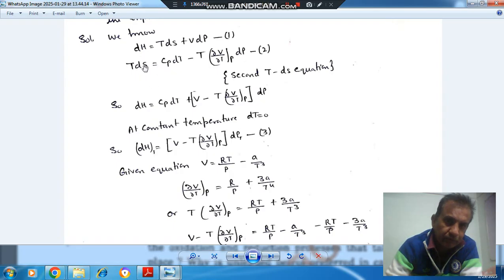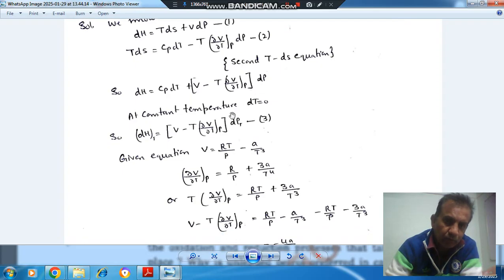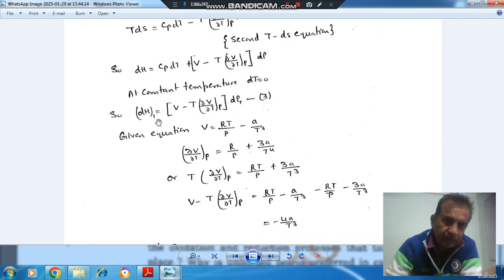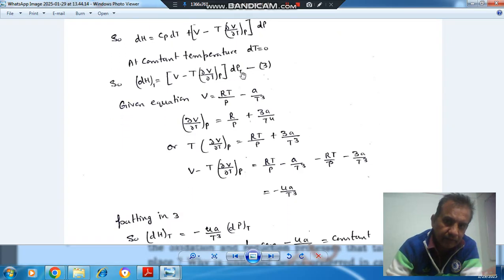Now if we put this TdS here, dH will be Cp dT plus [V minus T (curl V by curl T) at constant pressure] dP, because dP is there, so we are taking this as common. Now for constant temperature, dT is 0, so that part is 0. So dH is [V minus T (curl V by curl T) at constant P] dP. When temperature is constant, we have taken T here and eliminated this term.